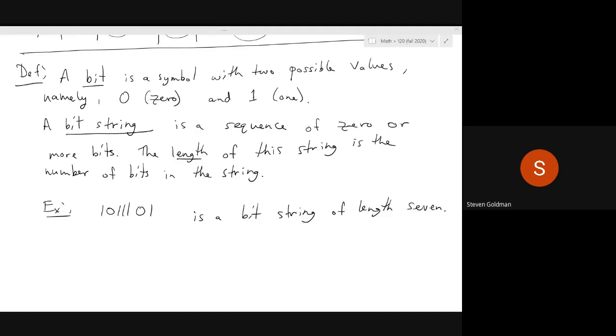Yes. In other words, yes. You could think of bit as another term for binary. Bit is a contraction of the words binary digit, right?